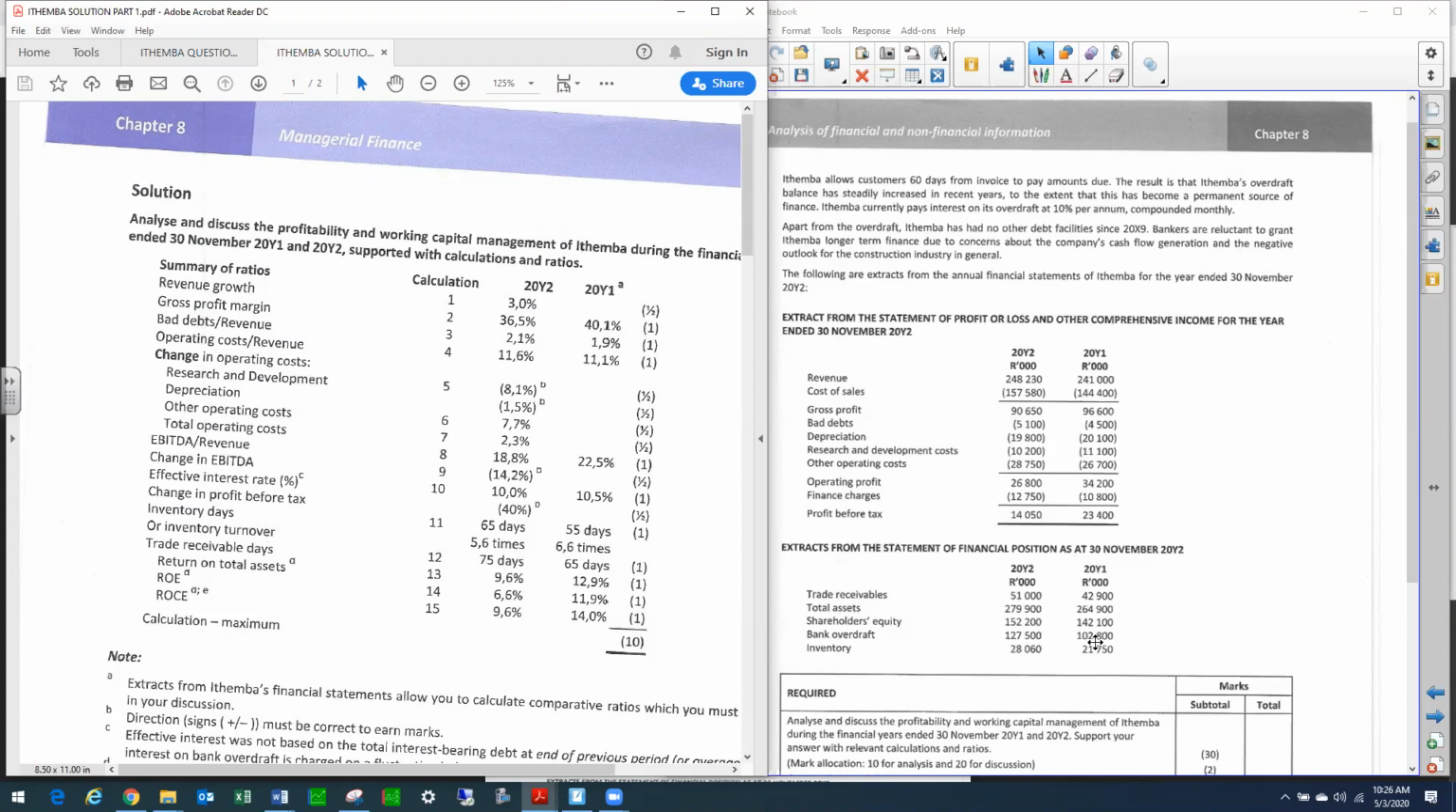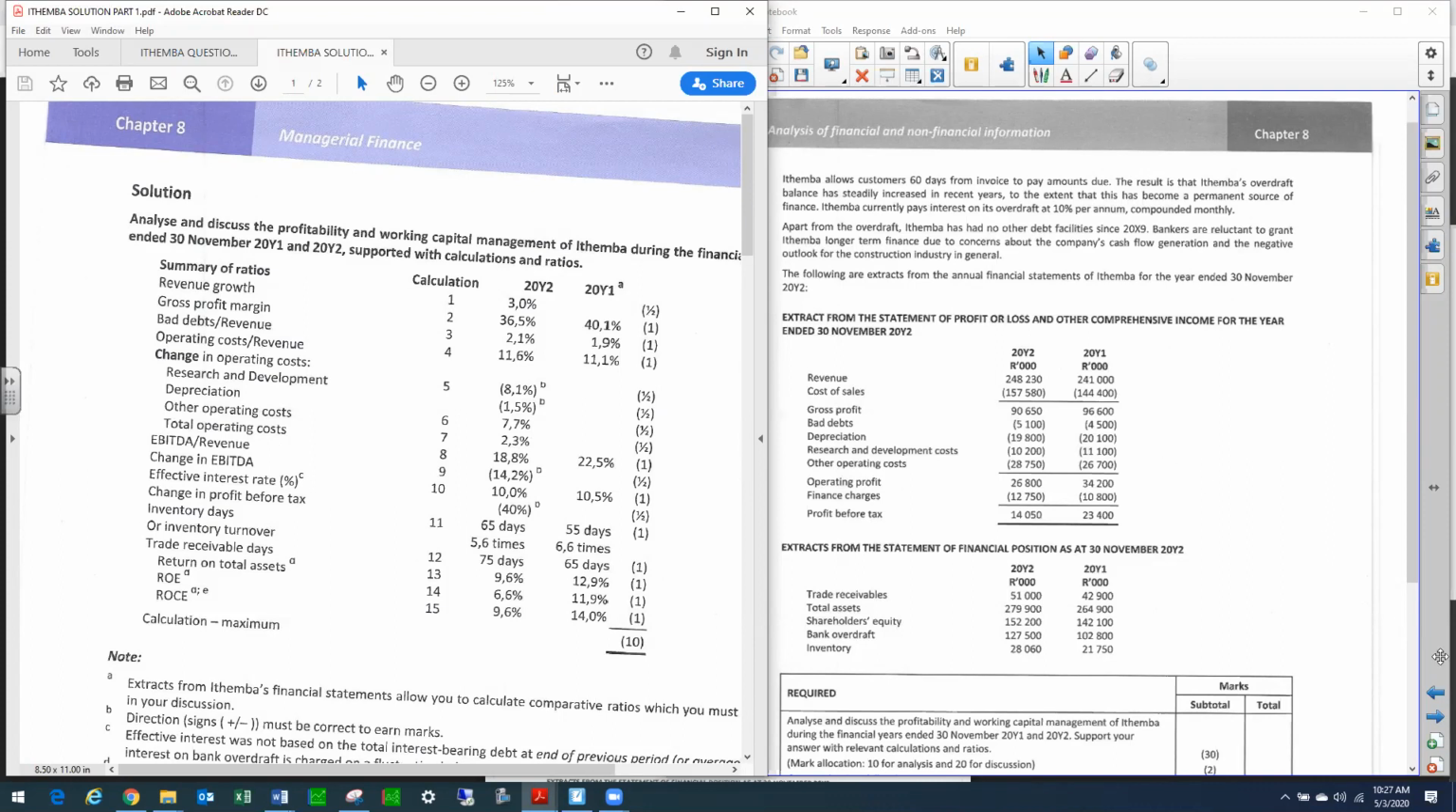Guys, the reason is because the bank overdraft went from 102,800 to 127,500. They are not generating cash inside this organization. Matter of fact, they're struggling for cash. If you have a look at your profit, 14,050, and you've got a bank overdraft of 127.5 million, if that bank chose to foreclose on that loan, you would be dead. There was no way you could actually afford to pay back that overdraft without stripping the entire assets out of the company.